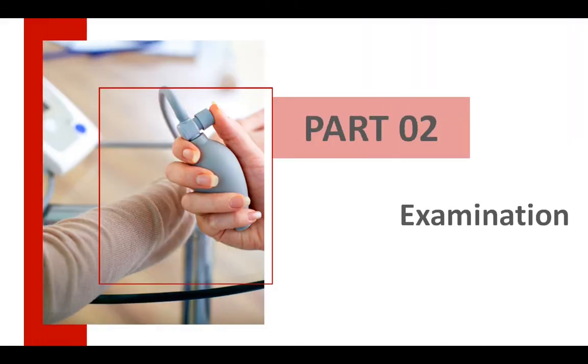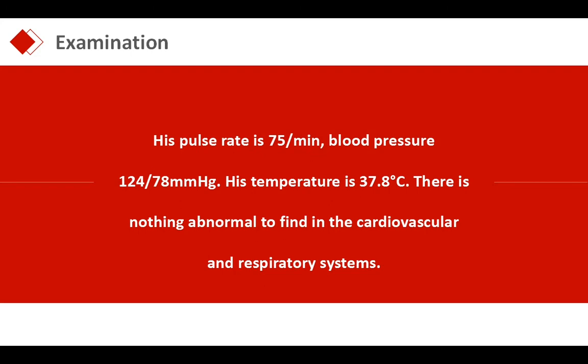Now part 2. Examination. His pulse rate is 75 per minute, blood pressure 124/78 mmHg. His temperature is 37.8 degrees centigrade. There is nothing abnormal to find in the cardiovascular and respiratory systems.